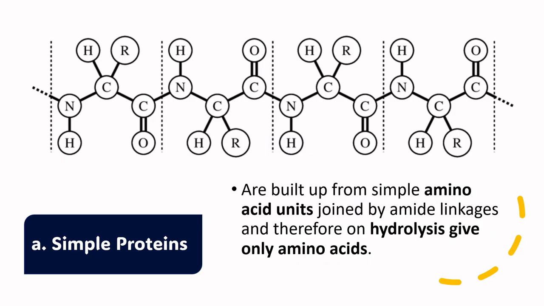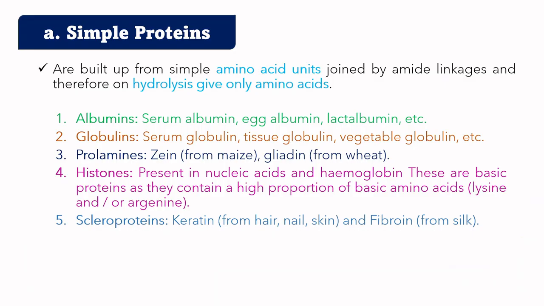First one is the simple protein. Second one is the conjugated protein. And third one is the derived protein. So first one is simple proteins. Simple proteins are made up of only amino acids joined together by amide linkages. And these proteins on hydrolysis give only amino acids.